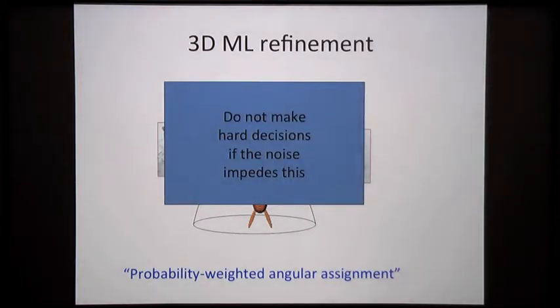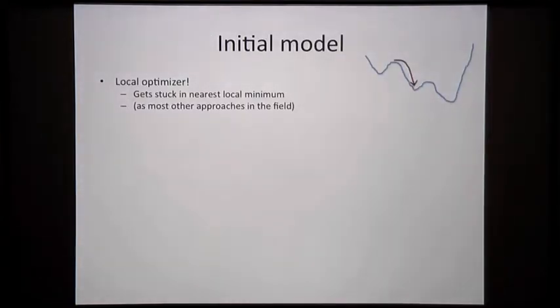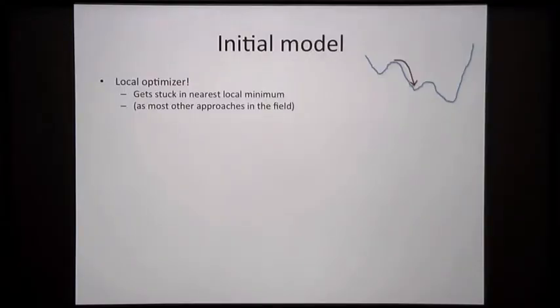And again, do not make hard decisions if the noise impedes this; it is an intuitive way of understanding this. Okay? Now, what is very important to realize is that any of these procedures in 2D or in 3D are all local optimizers. Okay? If there's a very complicated energy landscape, because there are all these parameters that we need to optimize, then it will just jump into the nearest local minimum. Okay? That's not something only maximum likelihood refinement suffers from. Most approaches in the field are based on local optimizers and will suffer from the same. But that's important.